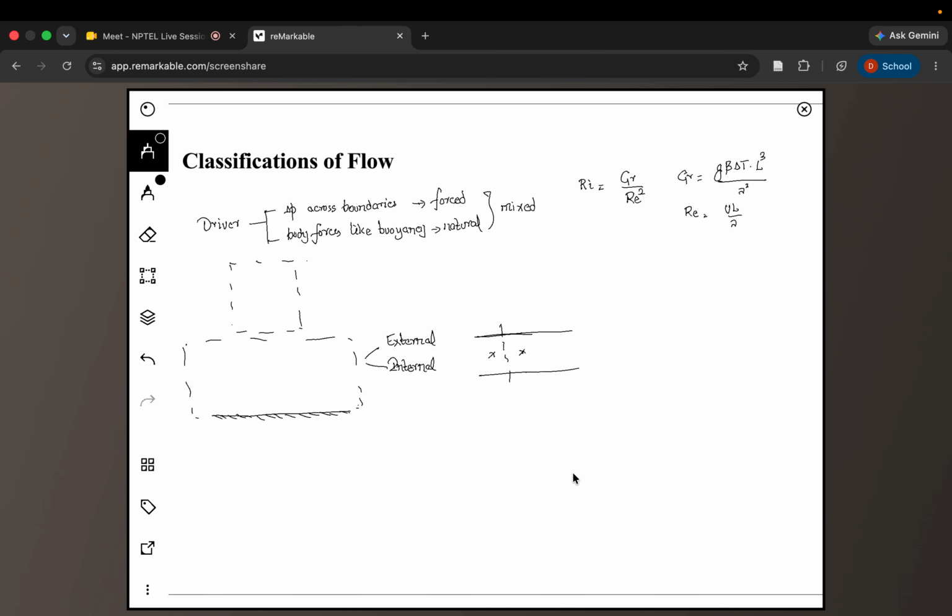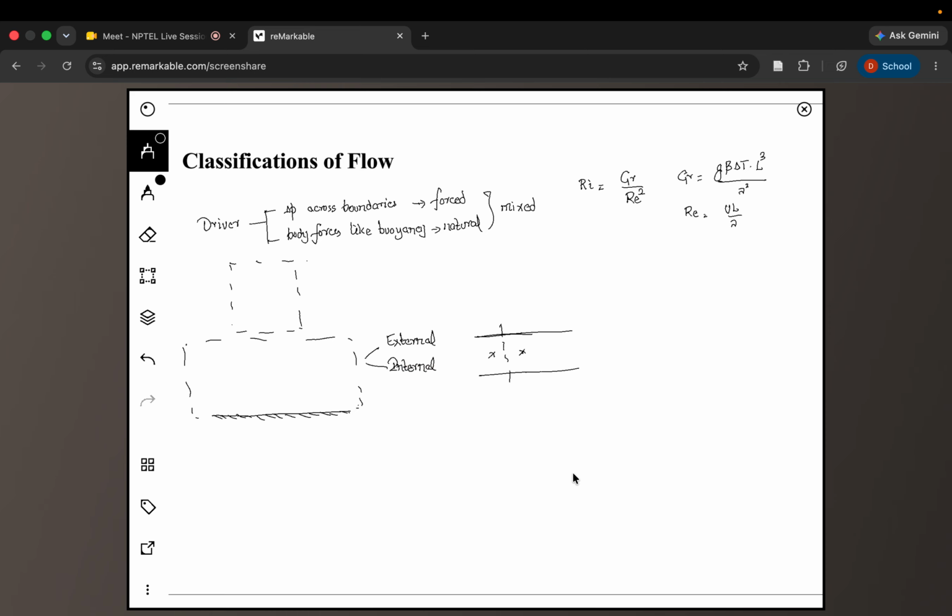So similarly here also there could be certain regions where using the concepts from external flows can help you, and there could be other regions where using the concepts from internal flows would be helpful, and there could be regions where these are kind of mixed. So these are also the things that we'll be discussing in the course as we go through.